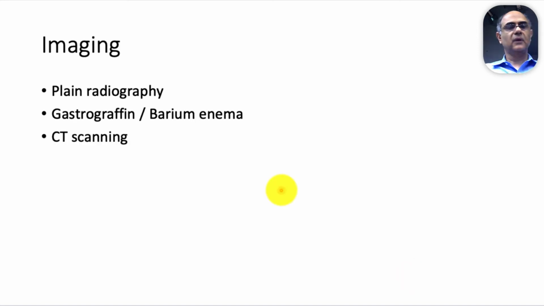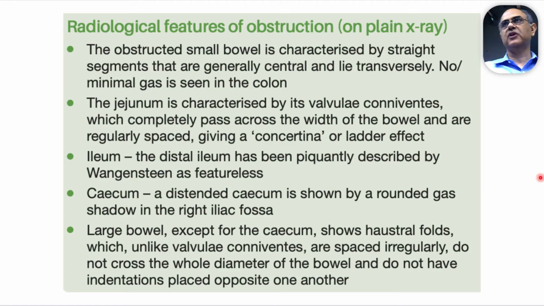Imaging: simple X-rays, contrast X-rays, the CT scans. All these things can help you diagnose whether there is obstruction, what sort of obstruction, complicated or uncomplicated. The best, simplest investigation is a simple plain X-ray of the abdomen. And when you ask for a plain X-ray abdomen, it has to include the diaphragms up to the pelvis.